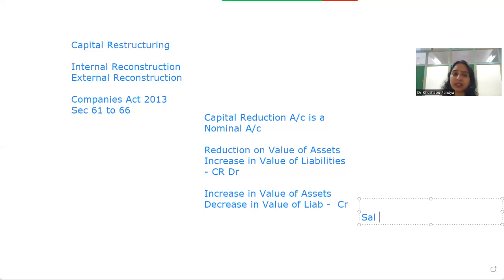So this is the entire process of internal reconstruction. Similarly, external reconstruction is a different process, with types like amalgamation, absorption, and external reconstruction. But internal reconstruction takes place within the company itself, restructuring itself and coming back to being profitable again after this entire scheme.